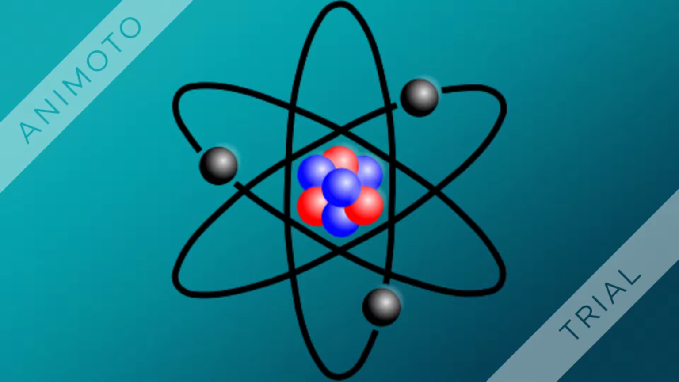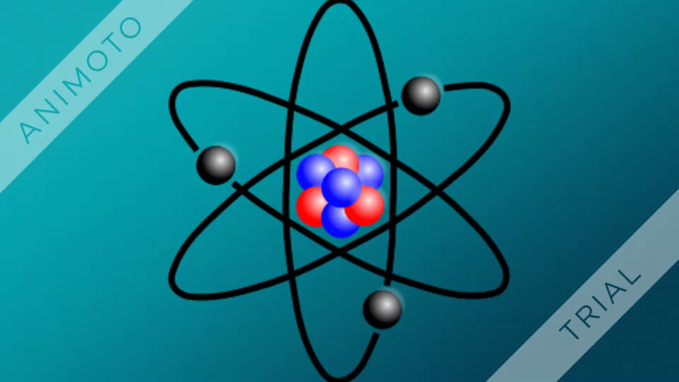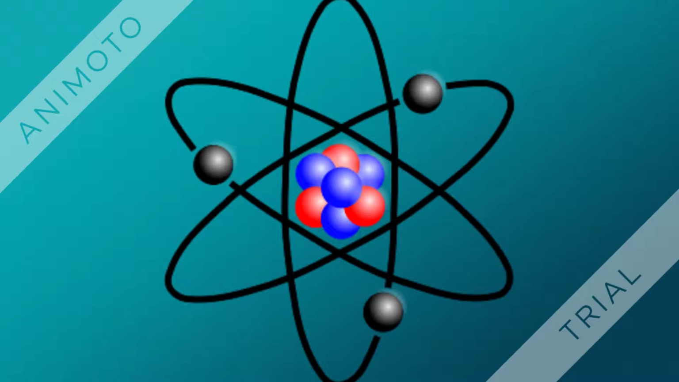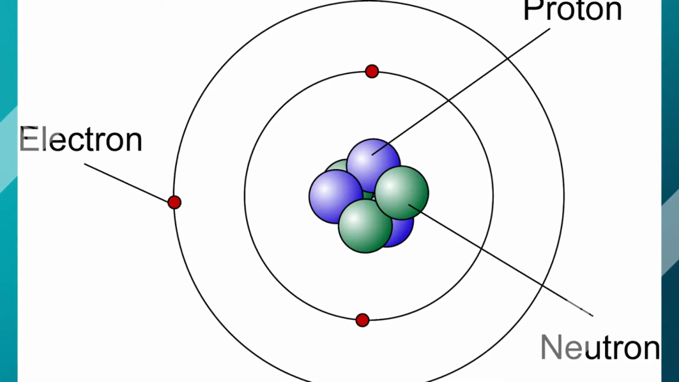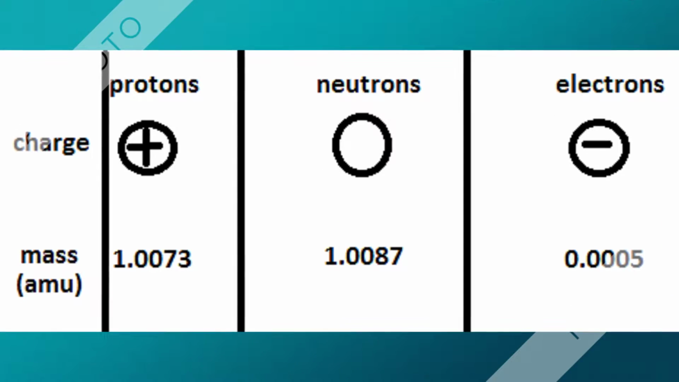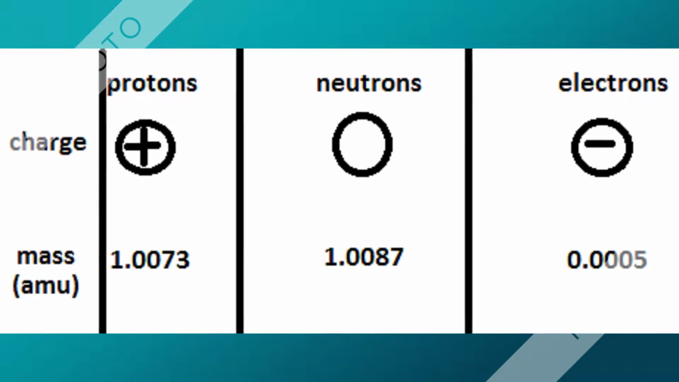We'll start off this video by talking about an atom. An atom is the smallest particle of matter and is referred to as the building blocks of matter because it makes up everything. An atom is made up of 3 subatomic particles, and those are called protons, neutrons, and electrons. You can tell the subatomic particles apart by their different charges and mass.